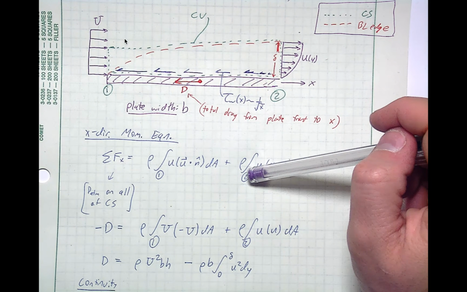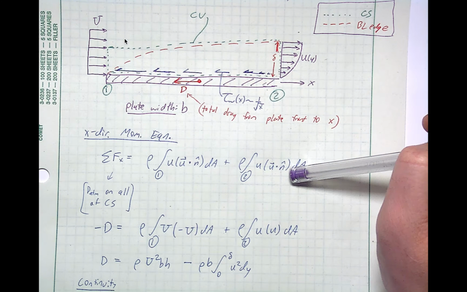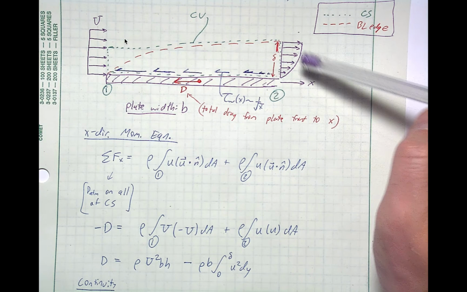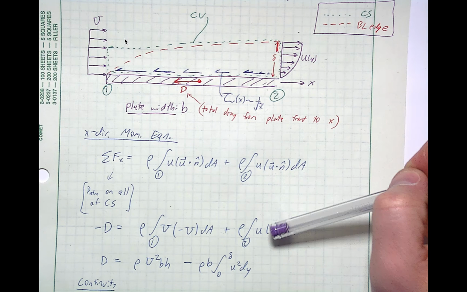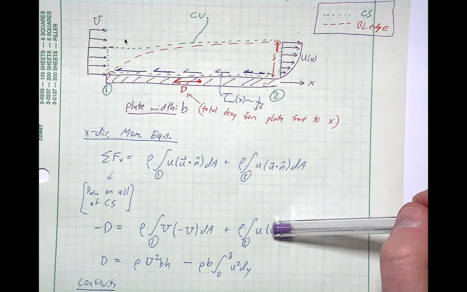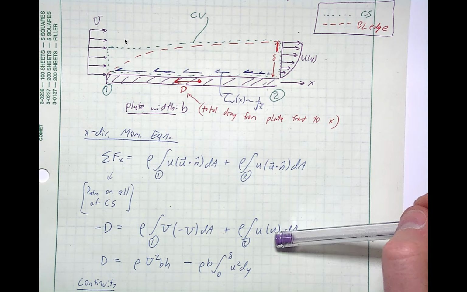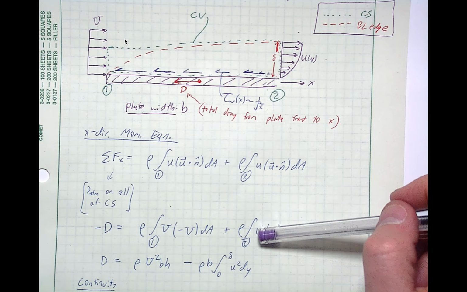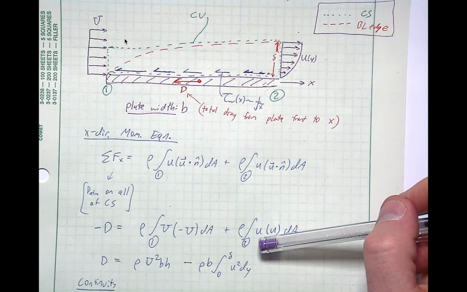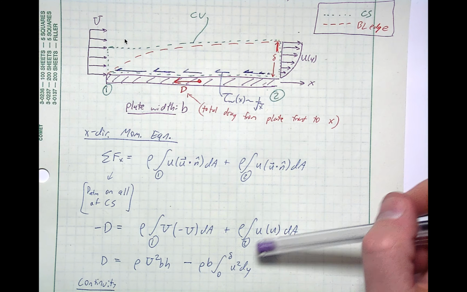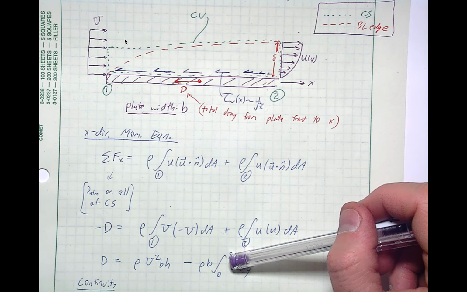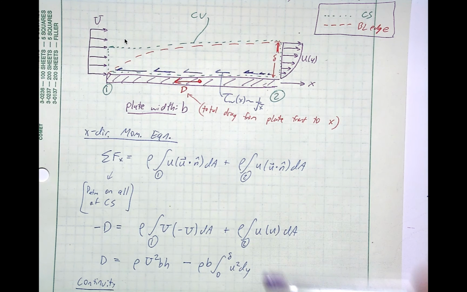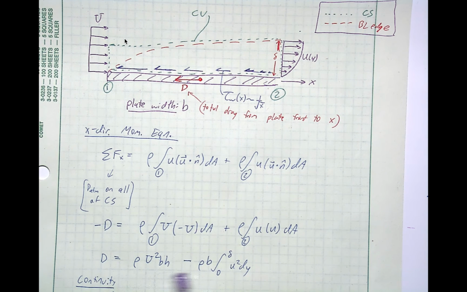We then do the momentum flux out the right-hand side here, the outflow region. So u dot n is now positive, and it's going to just be the local velocity u, the velocity profile with y, and the velocity is just u itself. So here we have the integral from 0 up to delta of u squared dy, right? Okay, so that's our momentum equation.